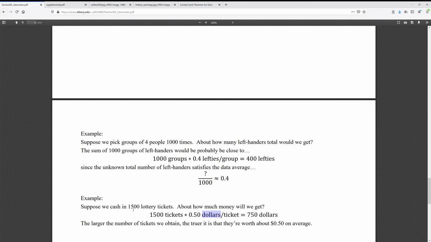So if you cash in 1,500 lottery tickets, you'll probably get about $750. And the larger the number of tickets we cash in, the more true this calculation will be, which is what I'm saying below. Will it be exactly $750 and 0 cents? Highly unlikely, but it probably won't be far away either. If you cash in 1,500 lottery tickets, you'll probably get about $750. How probably? We'll worry about that in section 9. But as a broad general principle, it's true. Let's look at the other example.